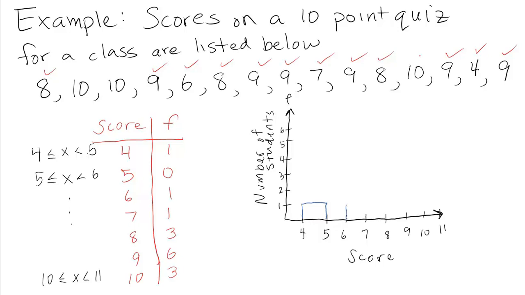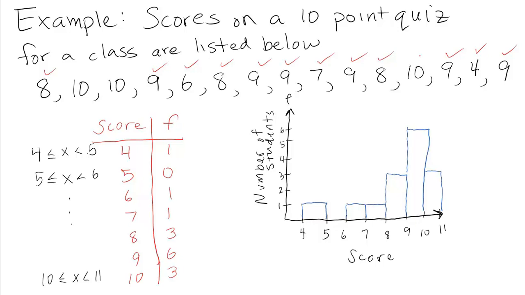There was one score of 6. There was one score of 7. And now you see that the rectangles butt up against one another. There were 3 8s. There were 6 9s. That was the most common, so we'll have the tallest rectangle. Let's all pretend that that was a rectangle. And then there were 3 10s. That last rectangle extends from 10 to 11.